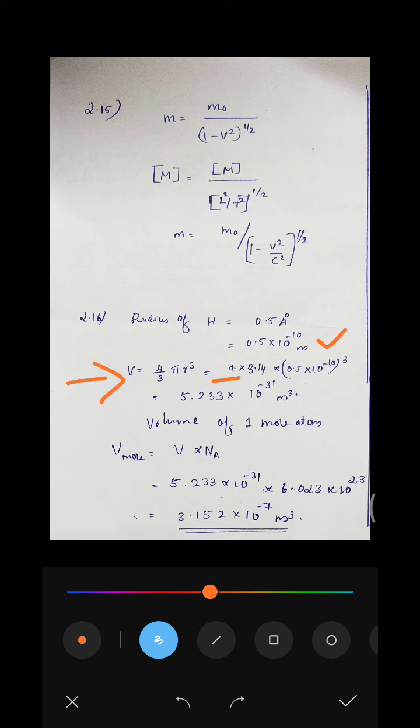Okay, now you have to find out the volume of hydrogen atom in 1 mole of atoms. In 1 mole of atoms there will be 6.023 into 10 to the power 23 individual atoms. So you have to multiply this 6.023 into 10 to the power 23 with the volume of one atom. Then you will get the total volume of 1 mole of atoms.